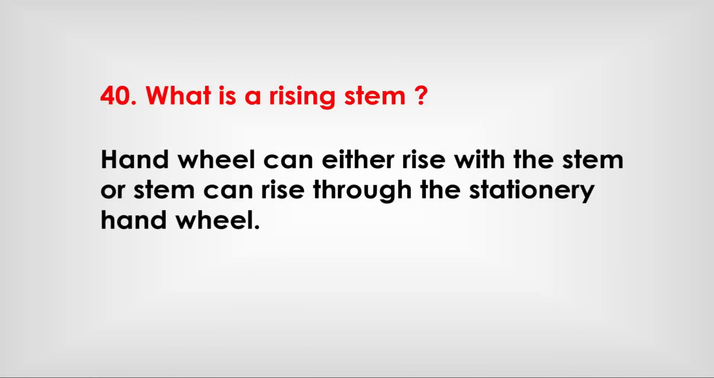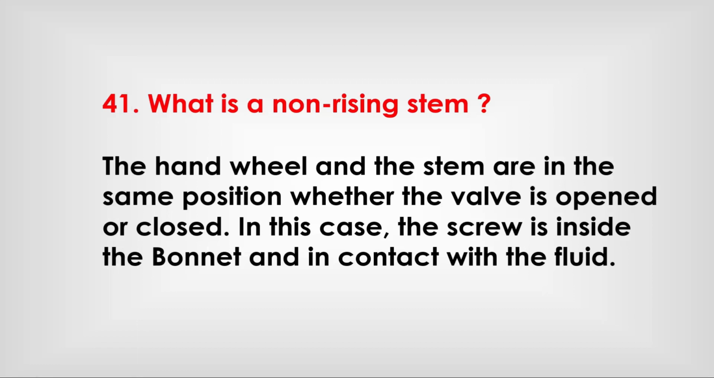What is a rising stem? The hand wheel can either rise with the stem, or the stem can rise through the stationary hand wheel. What is a non-rising stem? The hand wheel and the stem are in the same position whether the valve is open or closed. In this case, the screw is inside the bonnet in contact with the fluid.